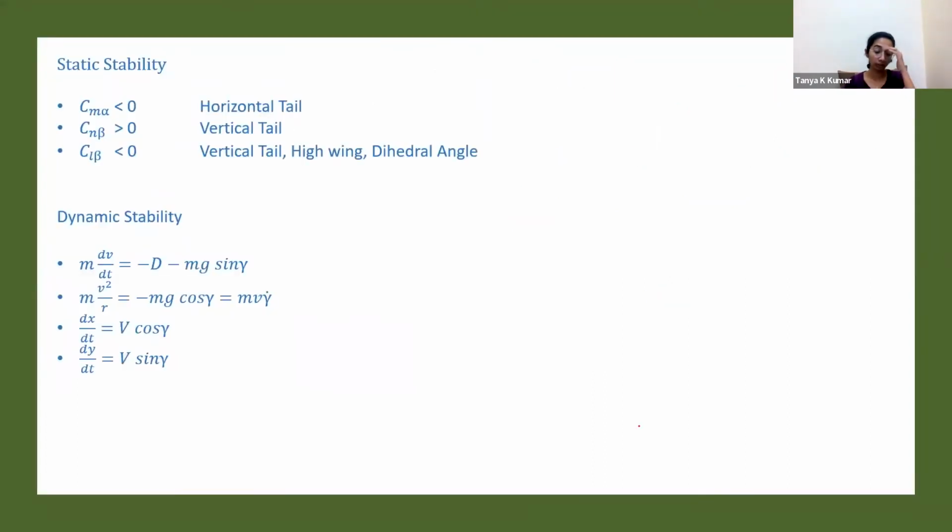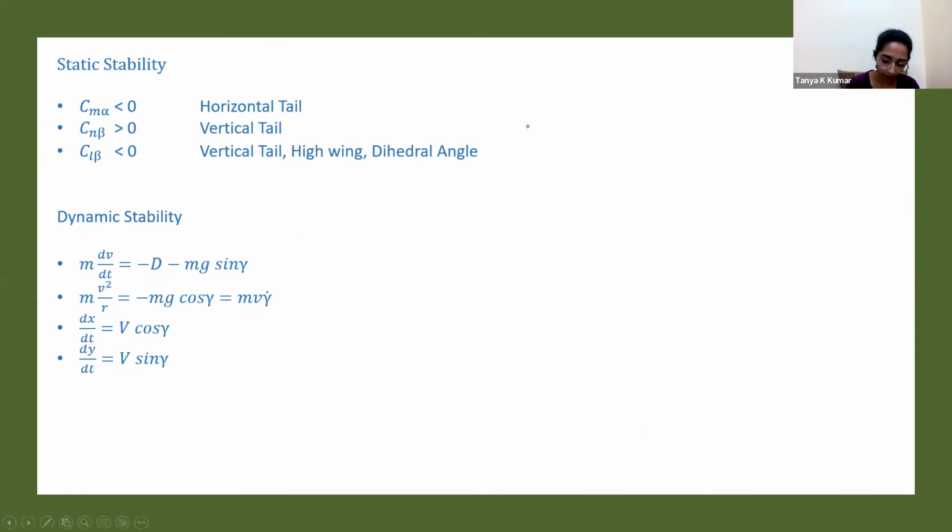Okay, so we go on to the week 8 contents. Week 8 contents moved on from static stability into dynamic stability. Okay, so we'll just briefly summarize static stability for the three directions. Static stability for the longitudinal case was Cm alpha less than 0. So for longitudinal static stability, you required Cm alpha to be less than 0.